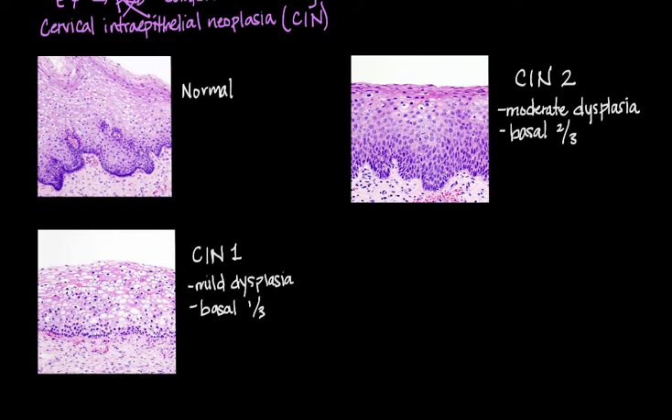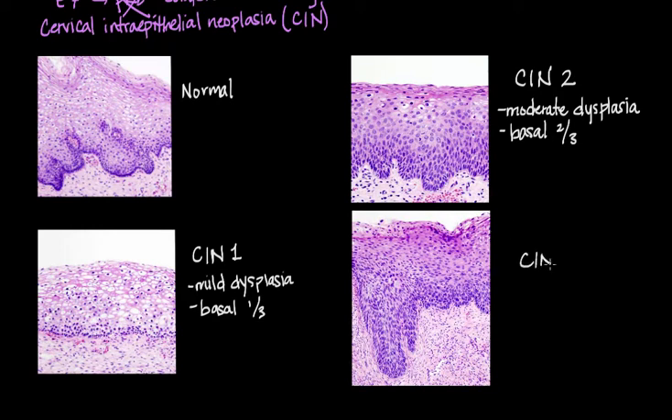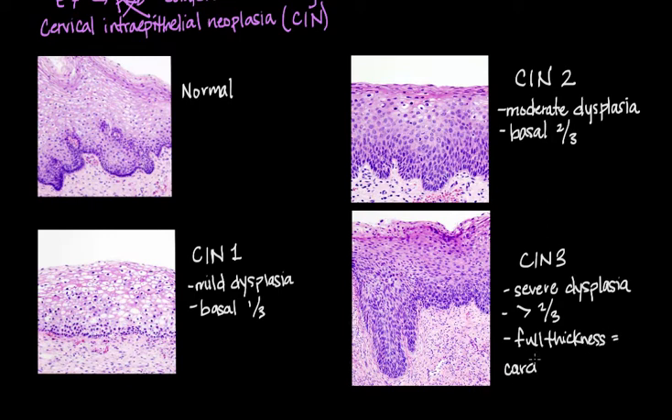And the last grade is CIN3, which I'll bring up here. Here you can see there's severe dysplasia now, and it spans more than 2/3 of the epithelium. In the cases where it involves the full thickness of the epithelial layer, we call this carcinoma in situ. Another thing to be aware of is that CIN1 is considered to also be a low-grade squamous intraepithelial lesion, or LSIL, whereas CIN2 and CIN3 are considered to be high-grade squamous intraepithelial lesions, or HSIL.